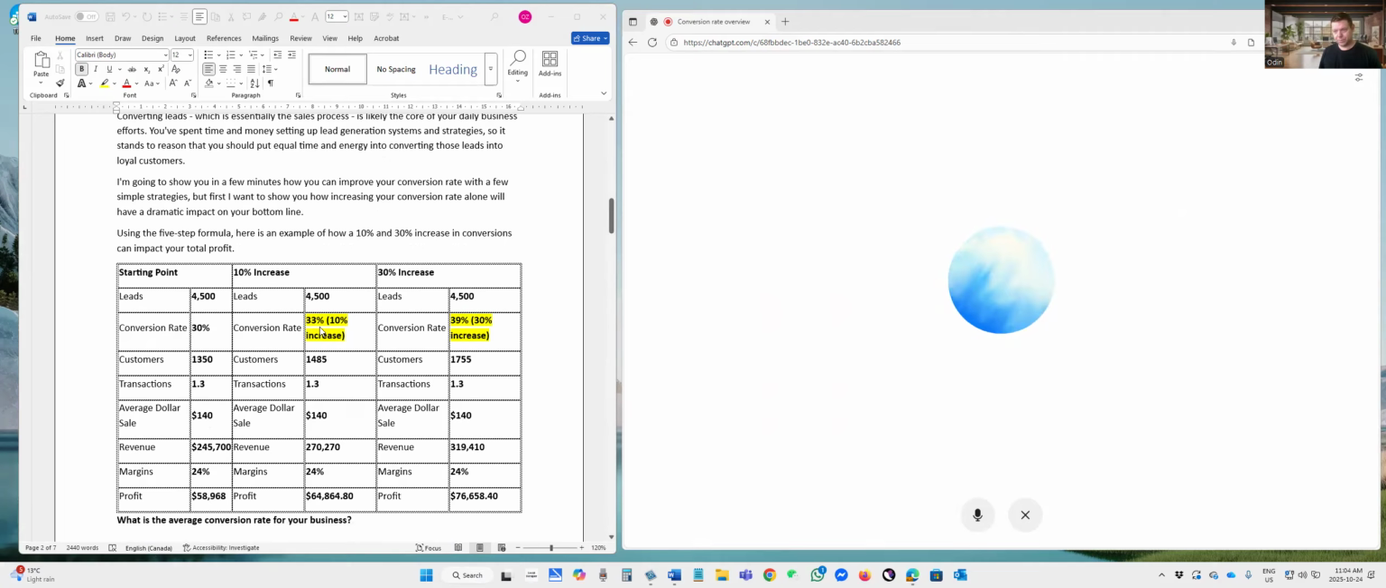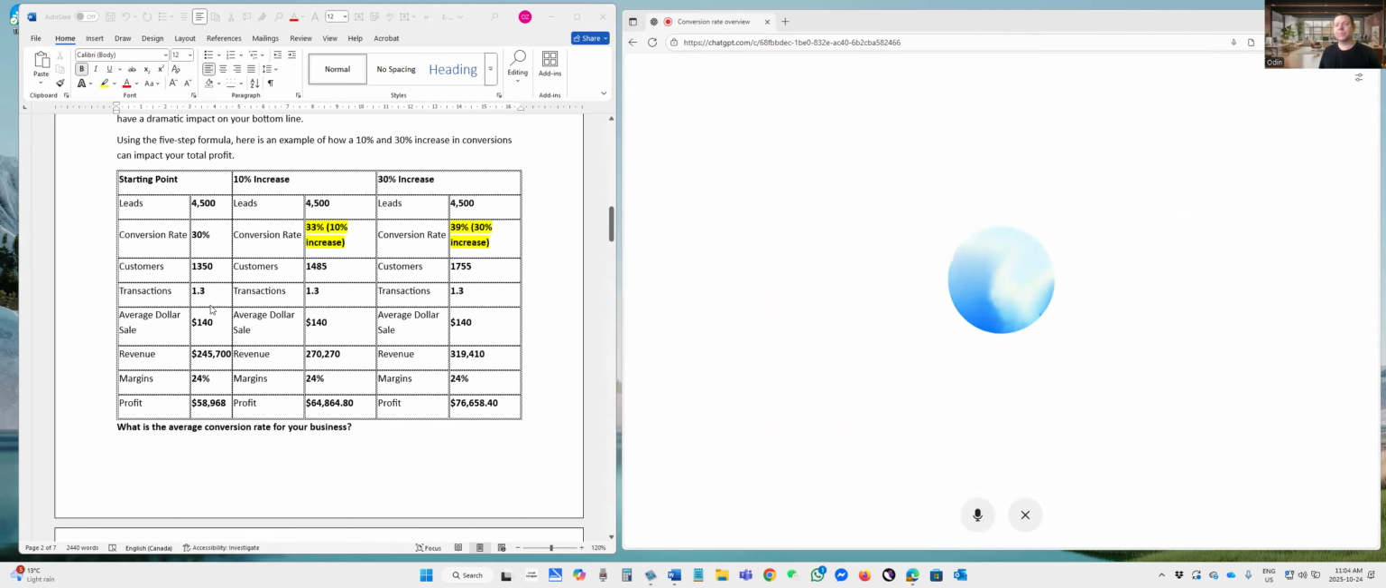your bottom line. Using the five-step formula, here's an example of how a 10% and 30% increase in conversions can impact your total profit. I'll pause here just to check in. Let me know if you want me to continue reading or if there's anything else you need.